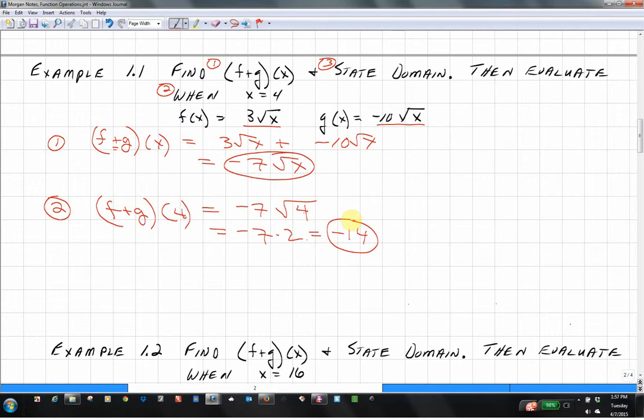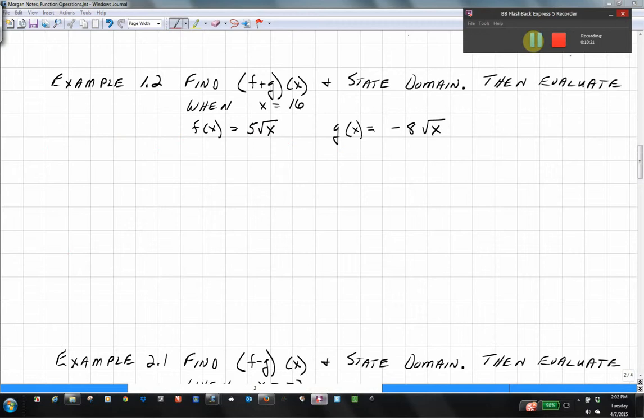Now then, the last thing it asks me to do is it says state the domain. Okay, so let's look at what I had when I added f and g. That's this piece right here. And we need to look and see what values of x can we not use. Well, I have a square root. I cannot have a negative under the square root. So for this one, the values of the domain would be what values can I use? Well, I could use any value of x that's greater than or equal to 0. I couldn't use any negative values.